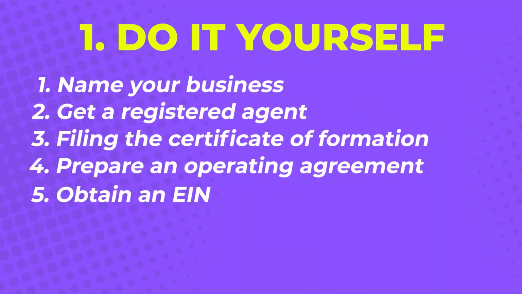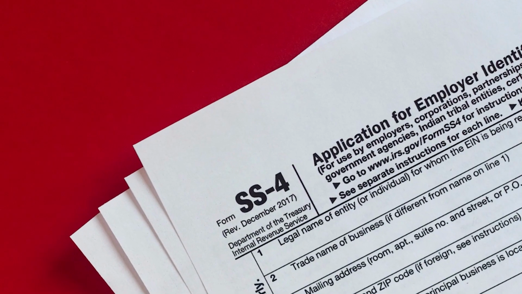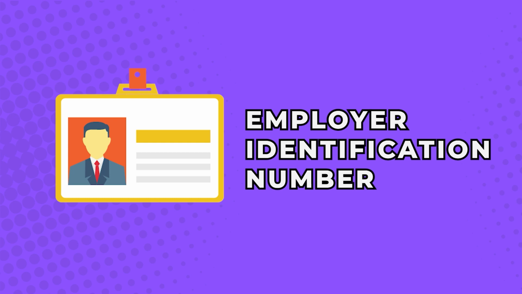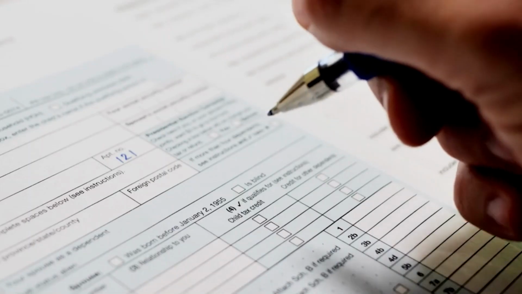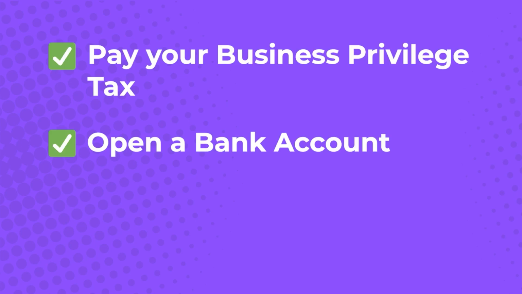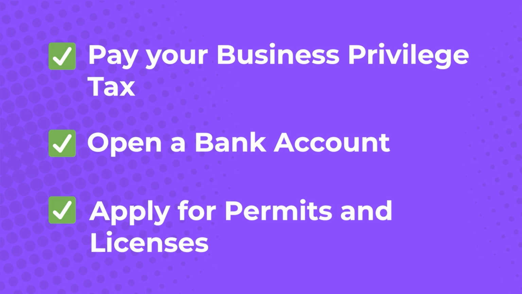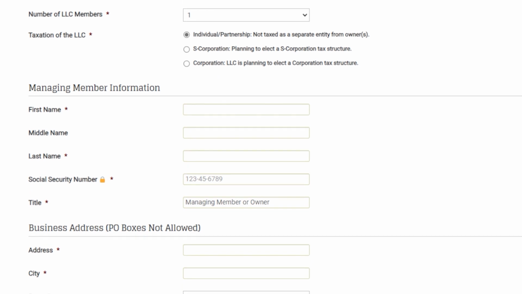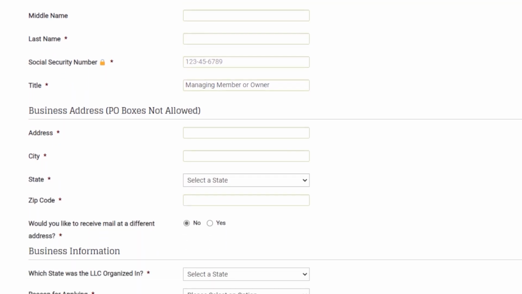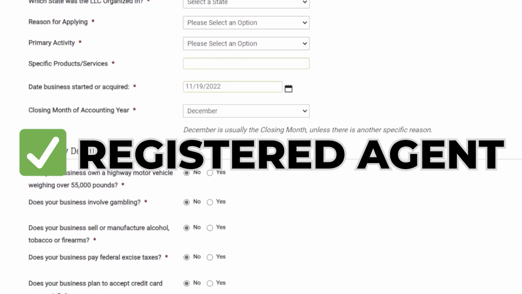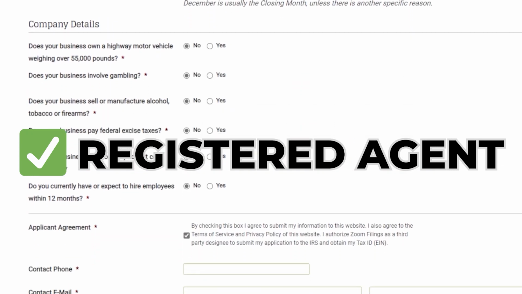Step 5. Obtain an EIN. Getting an employer identification number, or an EIN, comes next. An EIN is a federal tax ID used by the IRS and is used to identify your firm on tax filings. This is also the identifier used when you pay your business privilege tax, open a bank account, or apply for permits and licenses. I know most processes where the IRS is involved can get tricky and confusing. Filling out these complicated forms also takes longer to complete than the previous steps. This makes having a registered agent who can handle all of this for you even more beneficial.